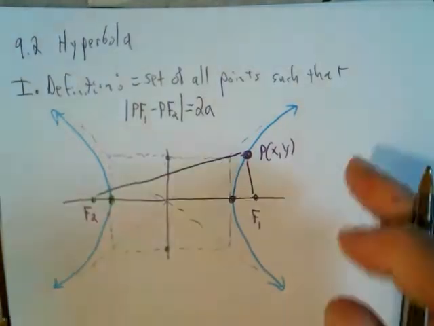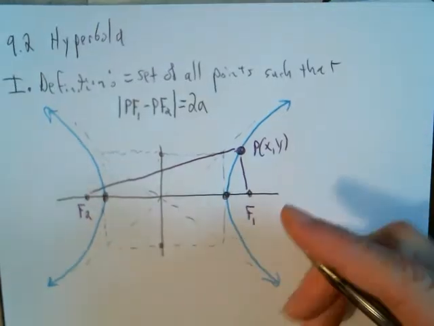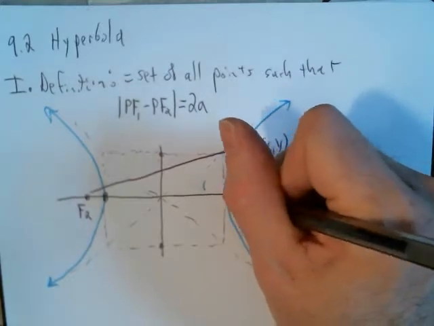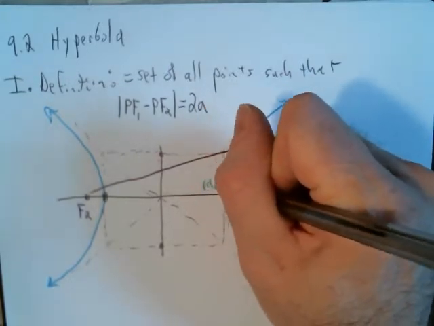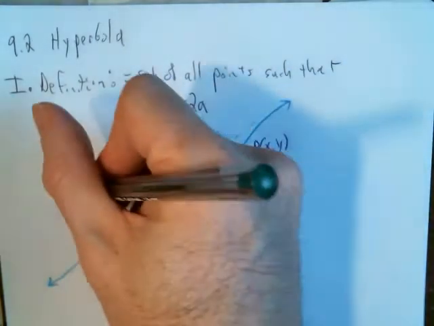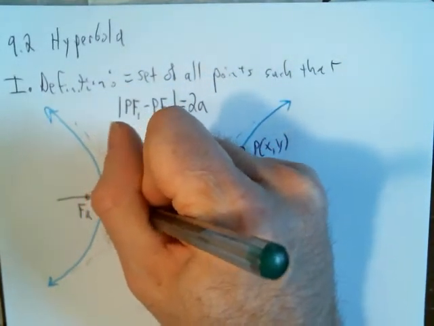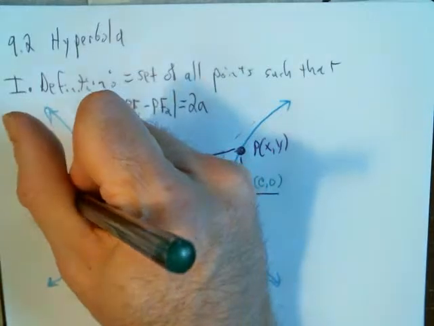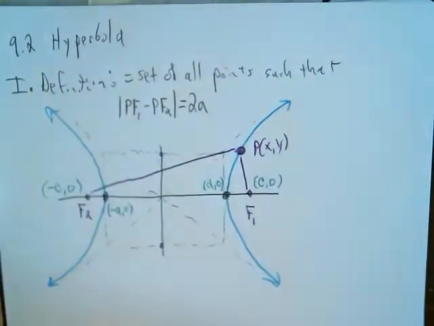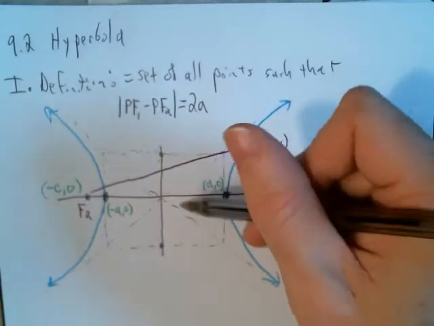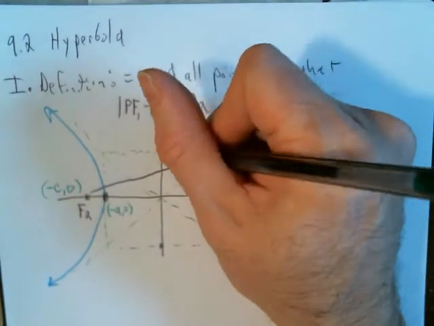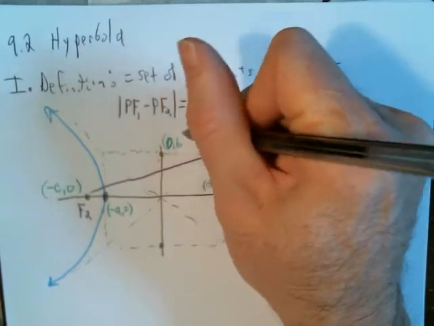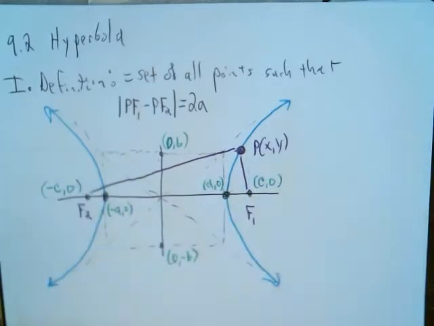Okay, so the names of the points are the same as before. For the vertices, you're going to use little a, so this will be (a, 0) and this will be (negative a, 0). For the foci, you're using the letter c, so this will be at (c, 0), and this will be at (negative c, 0). And then for the tops and bottoms of this box that helps us draw the graph, you're using little b. So this will be (0, b), and this will be (0, negative b).